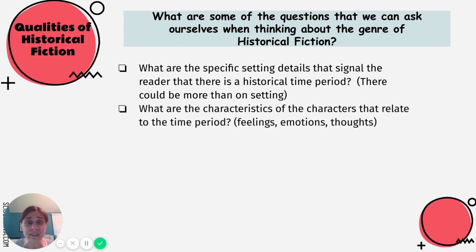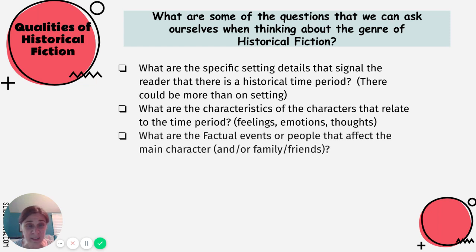What are the characteristics of the characters that relate to the time period? When I think about this, this question reminds me of character traits. So what are their feelings, their emotions, and their thoughts? What are the factual events or people that affect the main character during the same time period? It could be their family or it could be their friends.